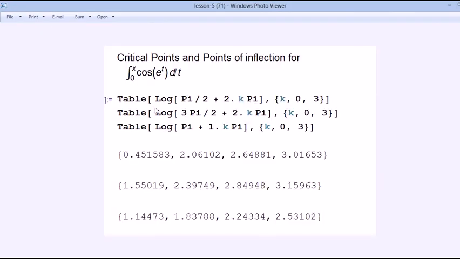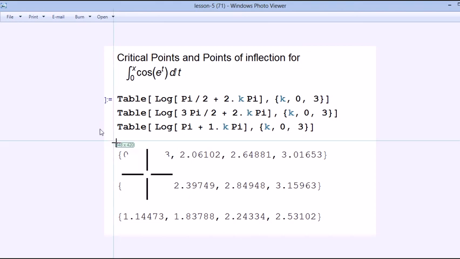So here, you can use a calculator. You plug in k equals 0, k equals 1, k equals 2, and k equals 3. I generate a number 0.45. 2.06 is outside the interval, right? So only 0.45 works. In the second kind, 3 pi over 2, I change k to 0, 1 and 2. Use a calculator. Then I have 1.55 generated. Next number is 2.39. It's too big, outside the interval. So these are the two critical numbers.